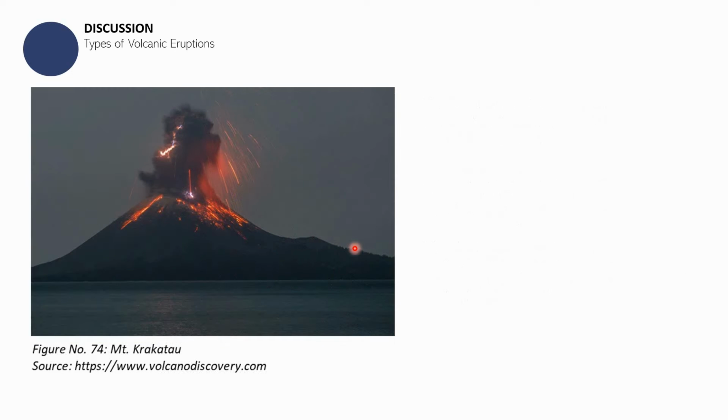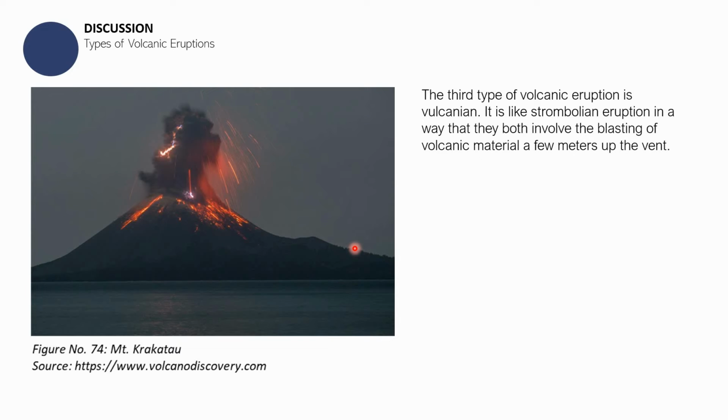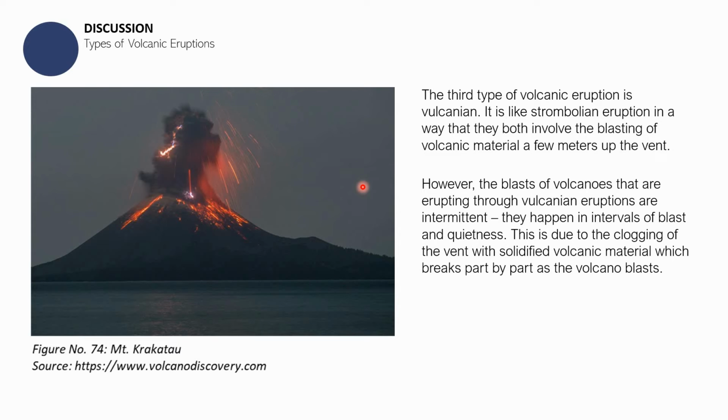For the next one, our example is Mount Krakatau. It's from Hawaii then. It's a third type. What you see here in the photo is a third type of volcanic eruption, and we call this Volcanian. It's like a Strombolian eruption in a way that they both involve the blasting of volcanic material a few meters up the vent. Okay, they are similar in that.